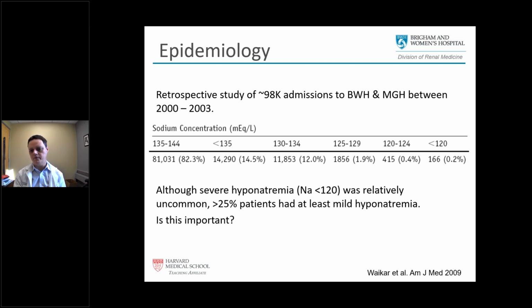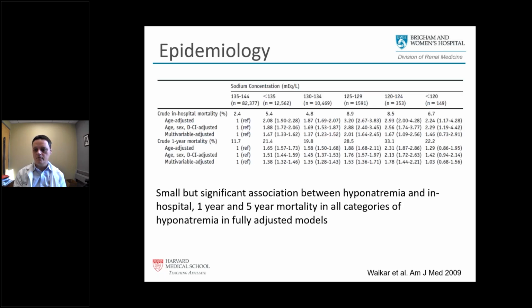So although severe hyponatremia was relatively uncommon, around 25% of patients had at least mild hyponatremia. And the question is, is this actually important, and should we be concerned about it? Well, it turns out from the same study, they looked at the effect of low sodium levels on presentation on in-hospital, 1-year and 5-year mortality.